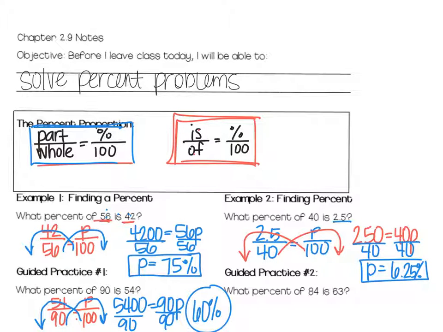Okay, pause the video, do guided practice number 2 by yourself, and then I'll tell you the correct answer in just a second. Okay, what percent of 84 is 63? Your proportion would be 63 over 84 equals P over 100. Then if you solve it correctly, you should get 75%.